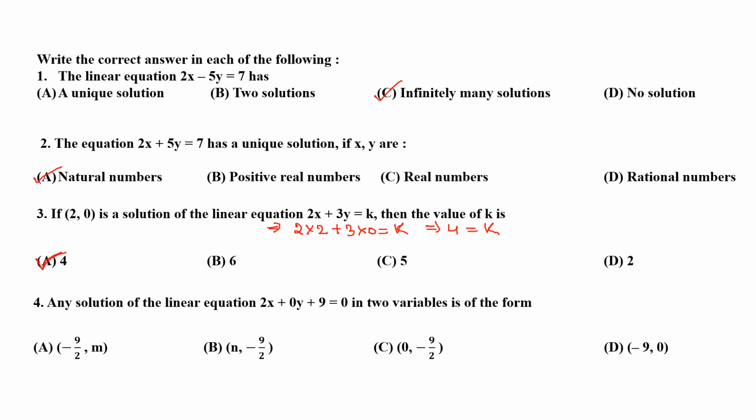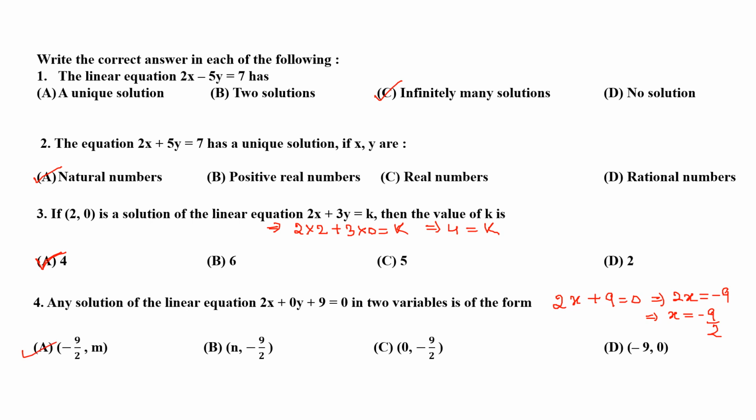Now fourth question. Any solution of the linear equation 2x plus 0y plus 9 equal to 0 in two variable is of the form. Now first of all you can see the y variable is 0. So actually the equation is 2x plus 9 equal to 0. And from here if you solve it, you are going to get 2x equal to minus 9 and x is equal to minus 9 by 2. Isn't it? So from the given options you see where x coordinate is given as minus 9 by 2. Because from here you got that the value of x is minus 9 by 2. So now minus 9 by 2 is only given in the first option, isn't it?